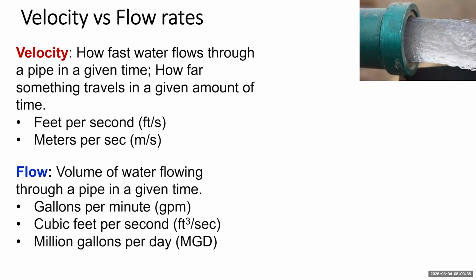And then with flow rate, this is the volume of water flowing through the pipe in a given time. So how much, not how fast, but how much water is going through that pipe. So this would be gallons per minute or cubic feet per second or millions of gallons per day.